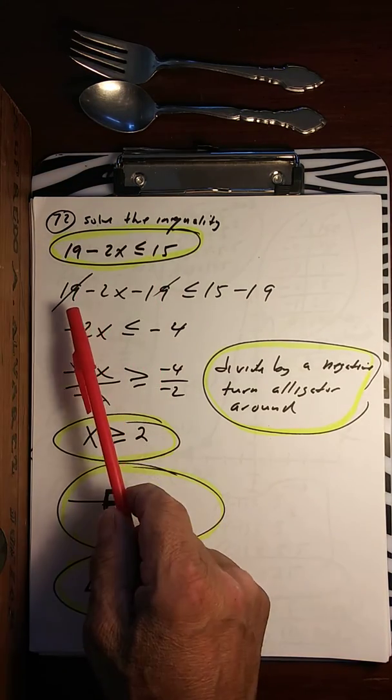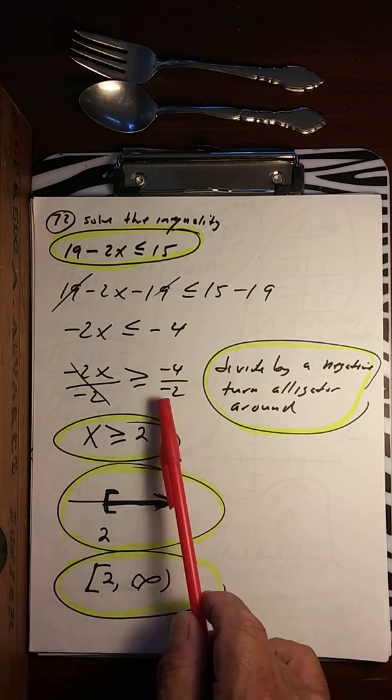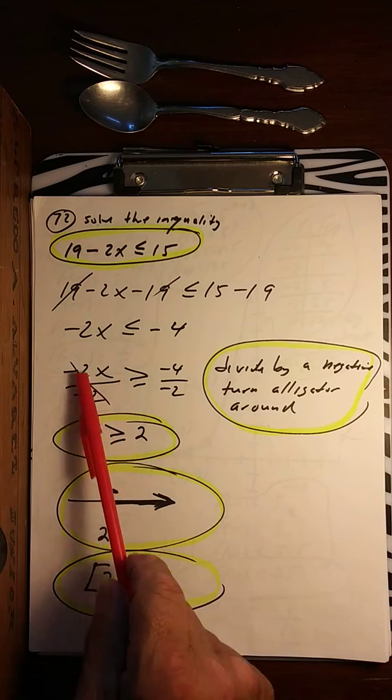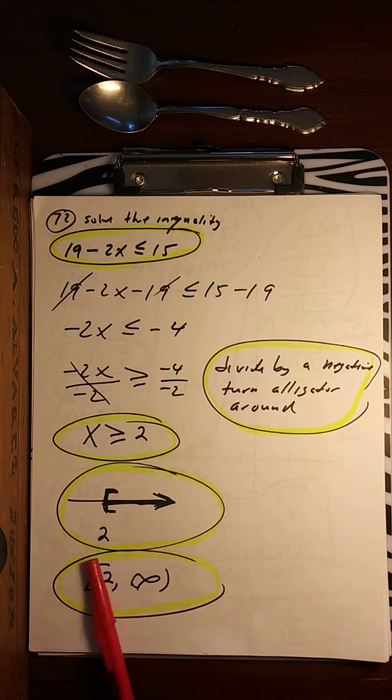Solve the inequality. So minus 19, minus 19, you have -2x less than or equal to -4. Divide by -2, and if you divide by a negative, you get to turn this alligator around the other way. So x is greater than or equal to 2, including the 2 this way, from 2 to infinity.